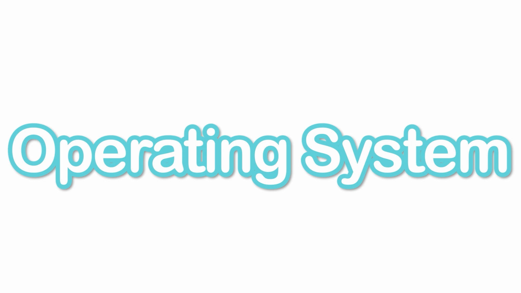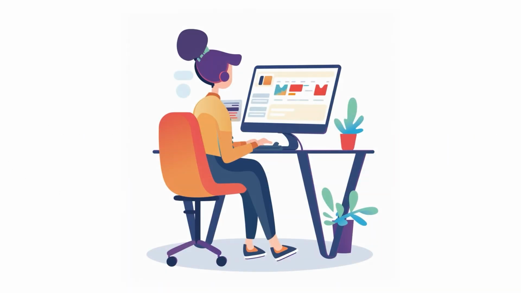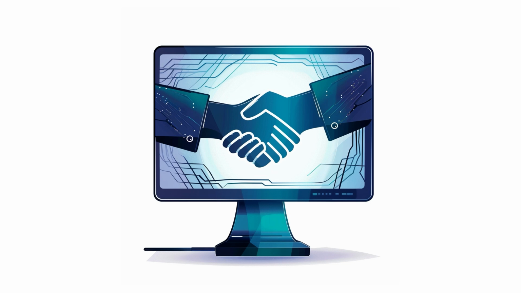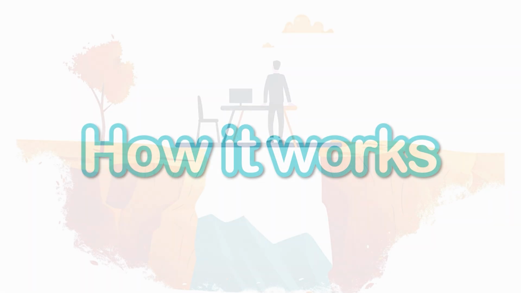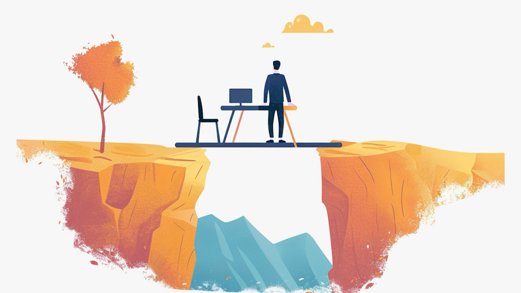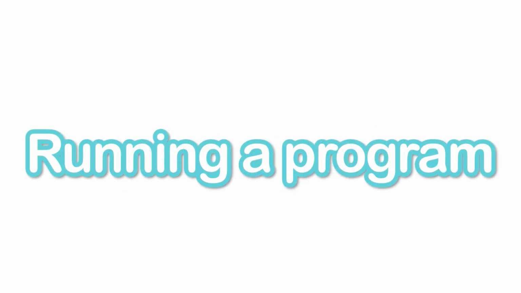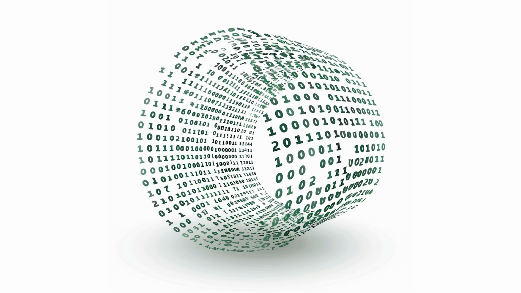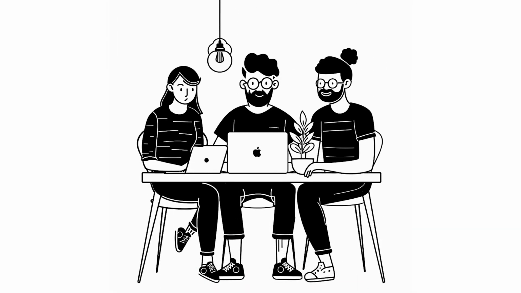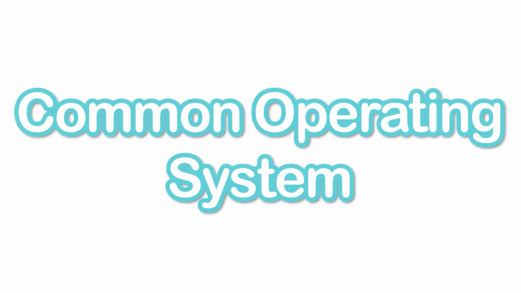The operating system, or OS for short, is a program that lets you interact with your computer. Together, the operating system and computer hardware form a complete system that determines what your computer can do. How the OS works. The OS acts as a bridge between you and your computer's hardware. It translates your commands, like opening a file or running a program, into binary code, ones and zeros, that the computer can understand. This way, you can easily perform tasks without needing to know how to speak in ones and zeros.